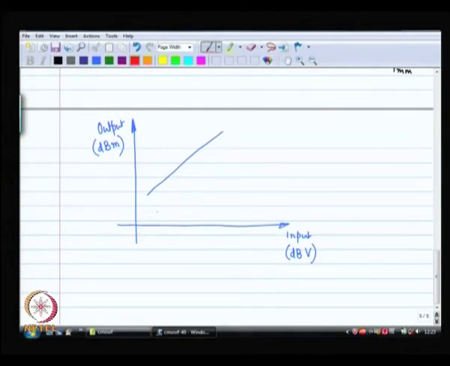Unfortunately, if you look at the second harmonic, it is always going to have a higher slope, and the third harmonic is always going to have an even higher slope. Now, the slope for the fundamental is going to be 1 dB per dB. So, if I increase the input by 1 decibel, the output is going to increase by 1 decibel. That is your straightforward polynomial, right.